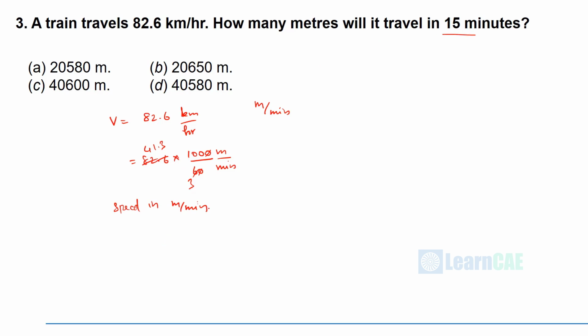So we have to multiply this with 15 minutes. So distance D is equal to V into 15 minutes. That is 41.3 into 100 divided by 3 into 15. This will be 5. 5 3s are 15, 1 5 is 5, 6, 4 5s are 20. So this will be 206.5 into 100. This is equal to 20650 meter. The answer is B.